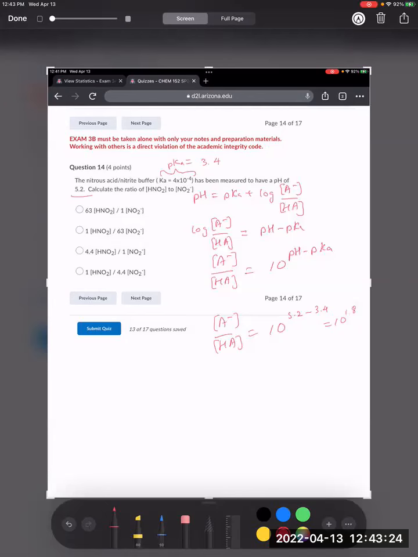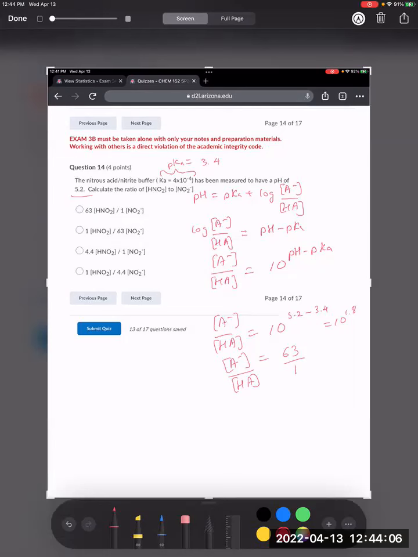5.2 minus 3.4 must be 1.8. Yeah, let's go with that. And then 10 to the power of 1.8 is 63, and this is equal to 63. What this means is for every 1 molecule of HA, the weak acid, you have 63 ions of A minus. You have more conjugate base.